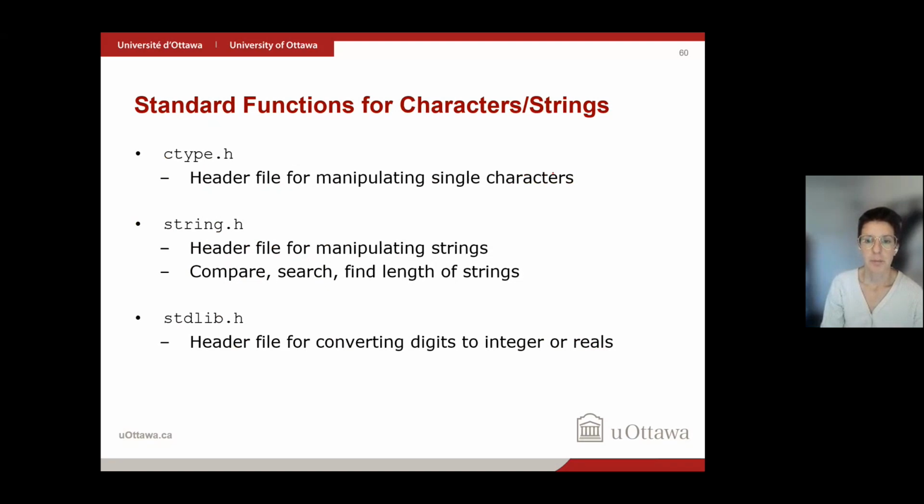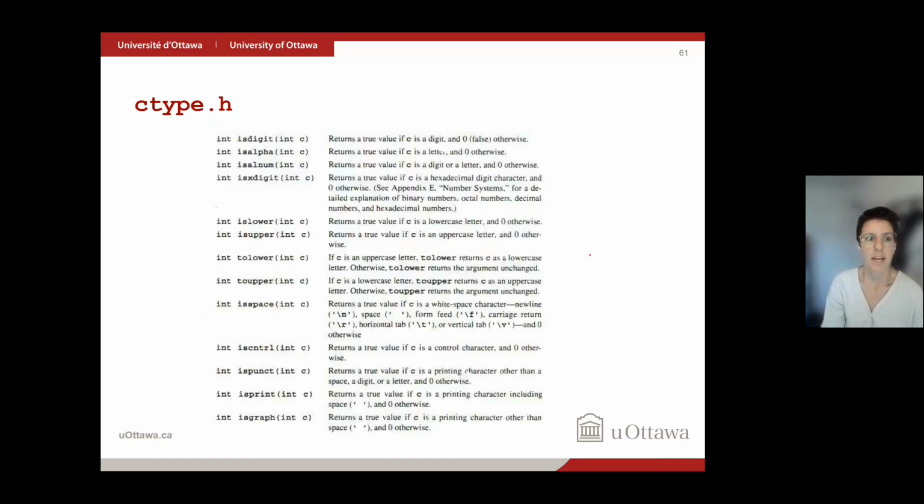The header file for manipulating single characters is ctype.h. The header file for manipulating strings is string.h. And then our standard library that we've seen before converts digits to integers or reals. Okay. This is a set of functions that you might find in the ctype library. Notice a lot of these are like isalpha, isdigit: is it a letter or a character? These are kind of check functions.